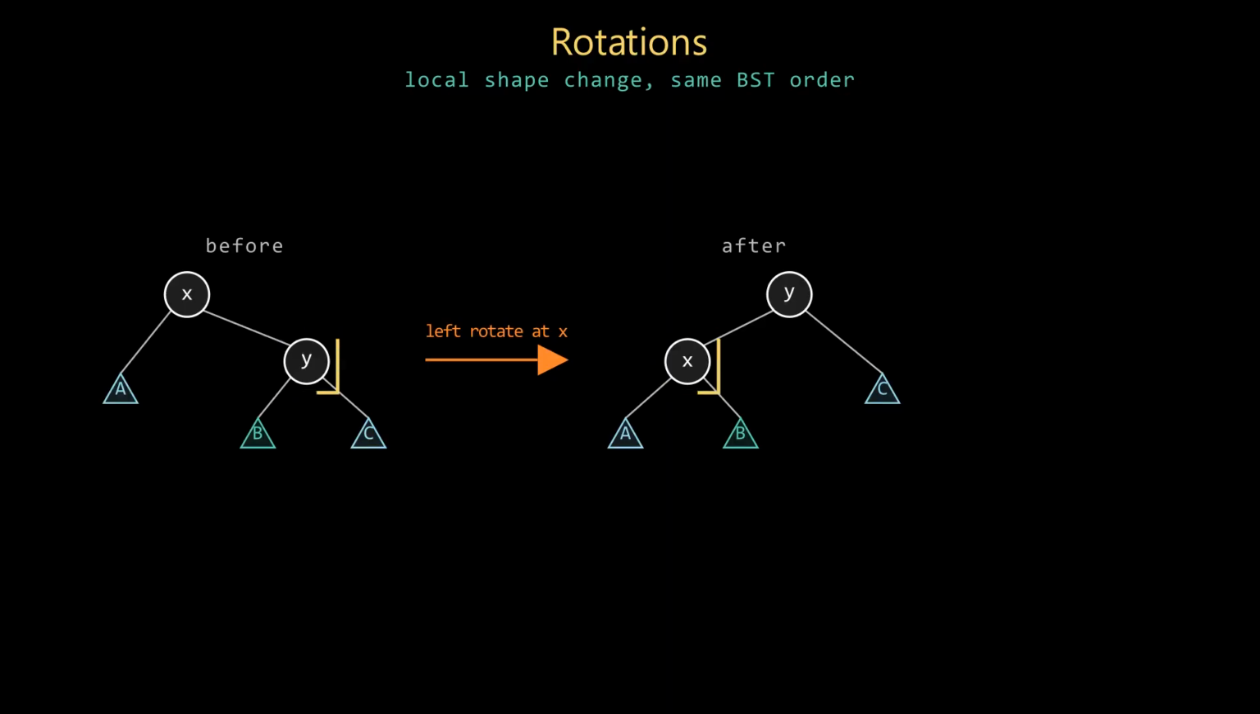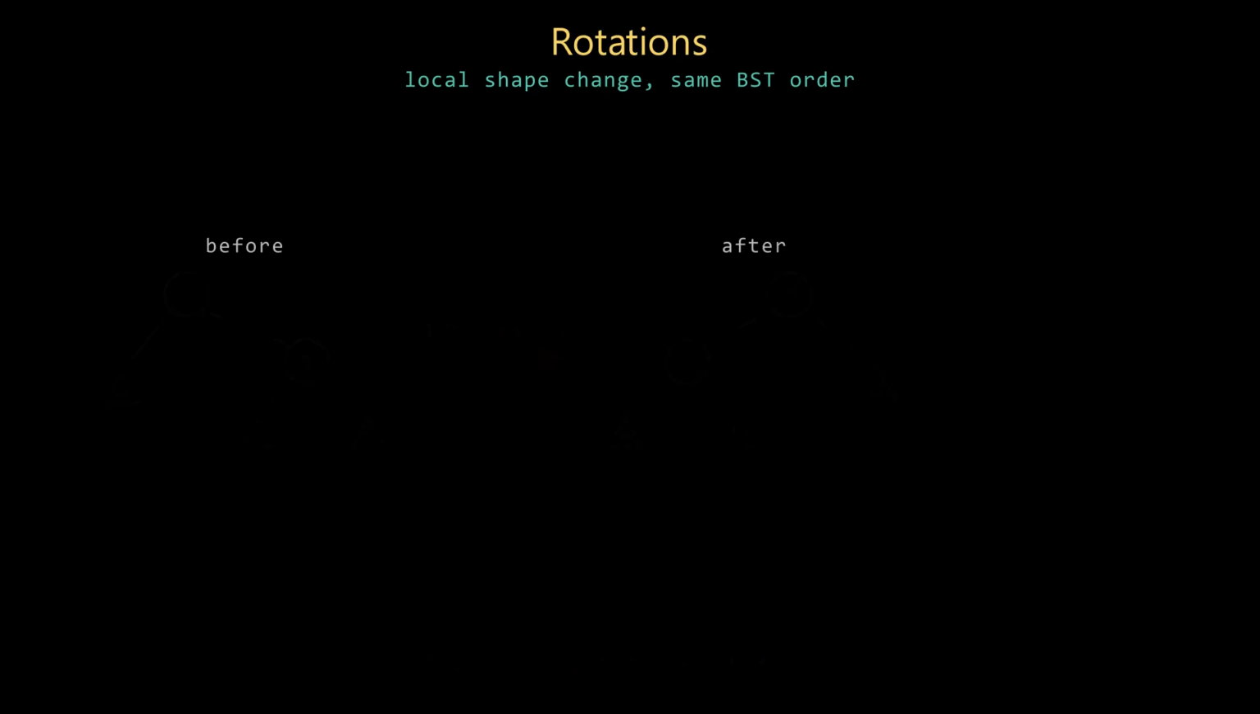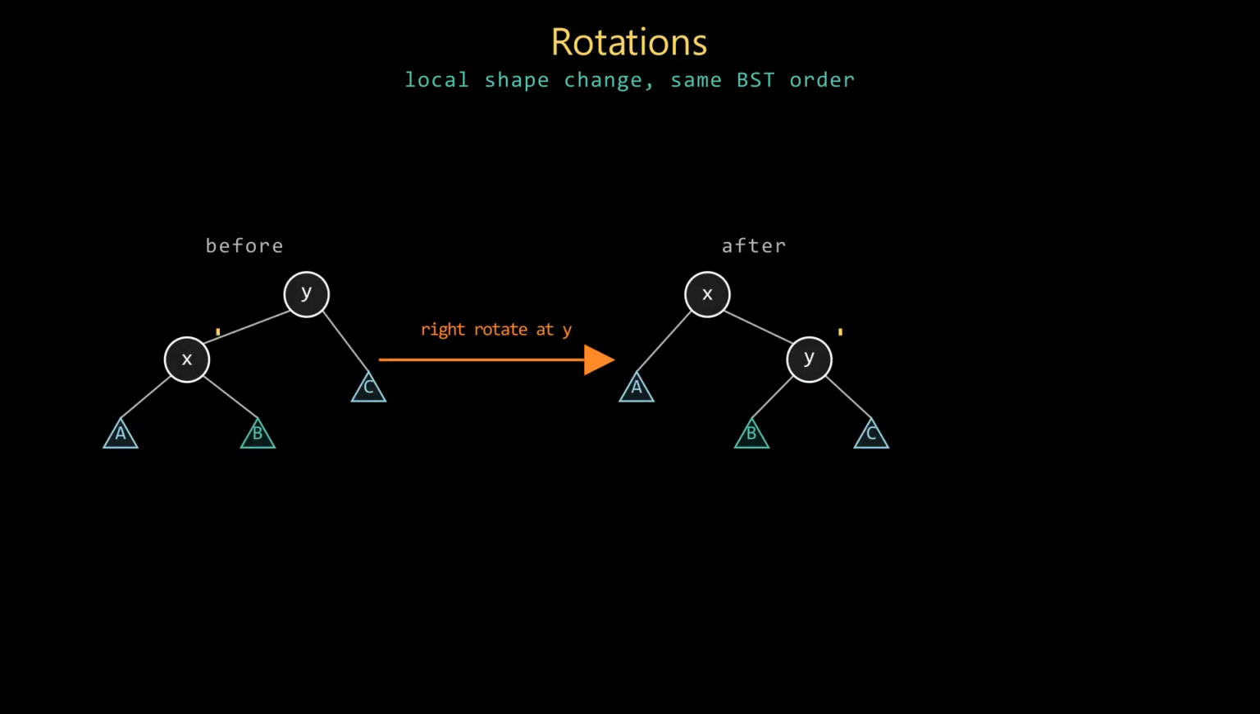In a left rotation, X moves down to the left, Y moves up, and Y's left subtree becomes X's right subtree. The order is still the same: everything in A is less than X, then B sits between X and Y, and C is greater than Y. A right rotation is the mirror image. Y moves down to the right, X moves up, and X's right subtree becomes Y's left subtree. Red-black trees use rotations after insertions or deletions to repair shape, while recoloring repairs colors.